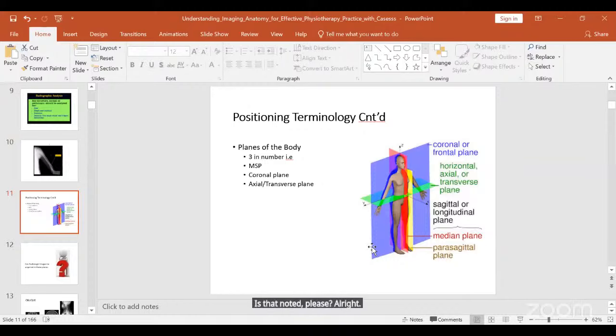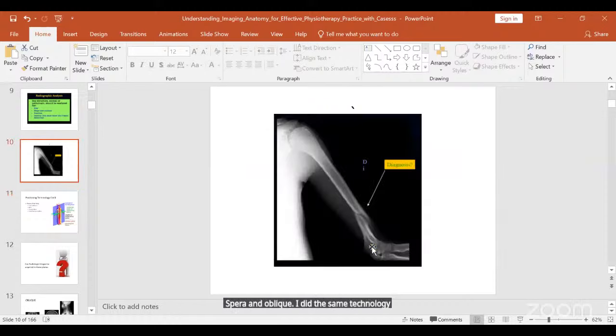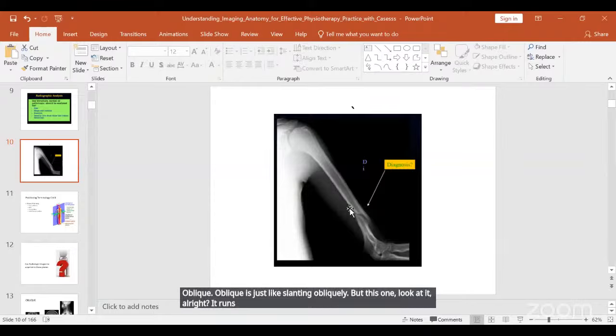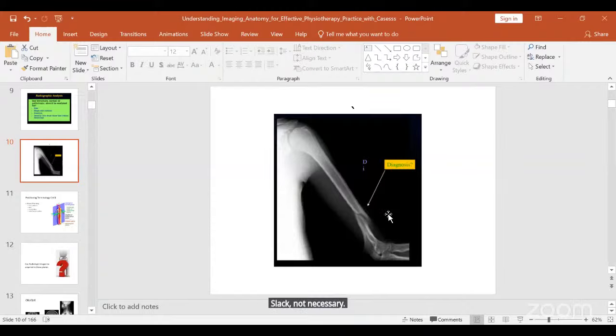Spiral and oblique: are they the same terminology? No, they are different. What is the difference, sir? Oblique is just slanting obliquely. But look at this one. It runs from the anterior to the posterior in a different pattern, in a slanting orientation, like an S shape.